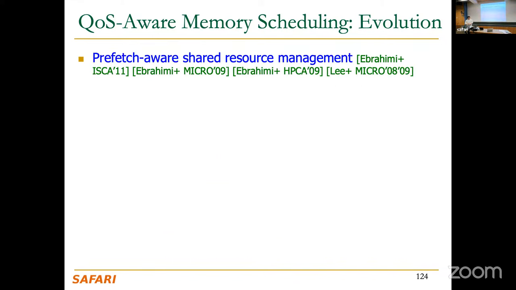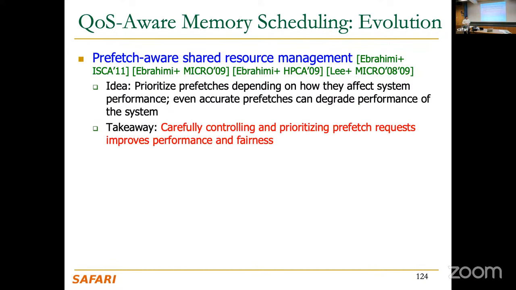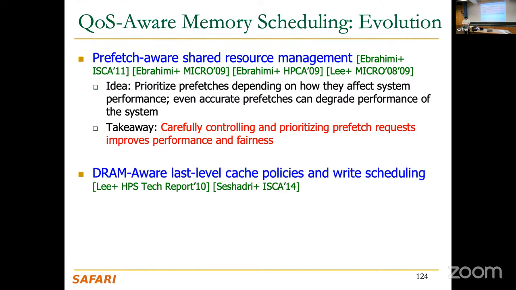There are other techniques that are prefetch aware. So the key idea here is that even if you have a successful prefetch request, meaning the things you prefetched are useful, you can still degrade system performance. And this work tries to identify those and prioritize prefetch requests according to whether they will degrade performance or not. And then these are interesting.